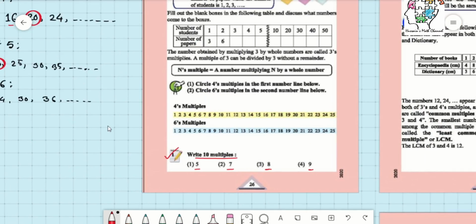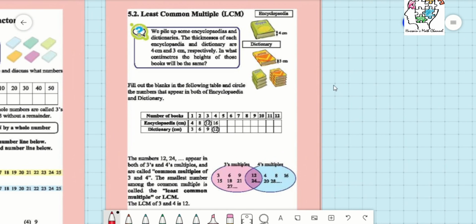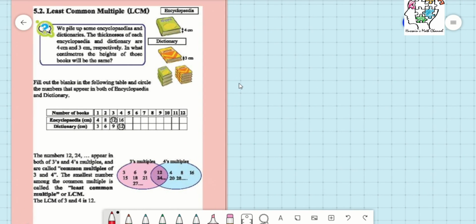So now we move on to our next page, that means textbook page number 27. What is LCM? What is the full form of LCM? As you can see in the textbook, the full form of LCM is least, not lowest, least common multiples, right? So this is the full form of LCM. Now, how can we find LCM? There is an example on page number 27.